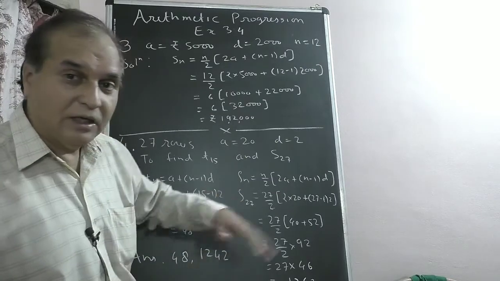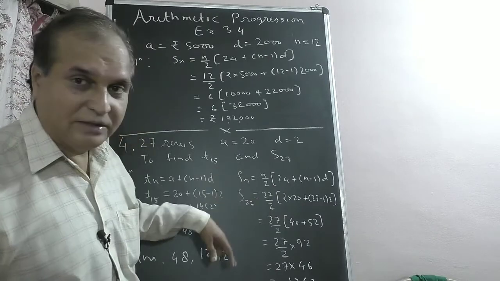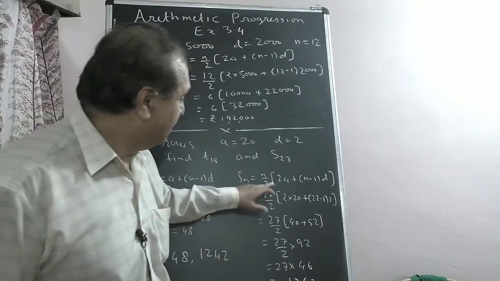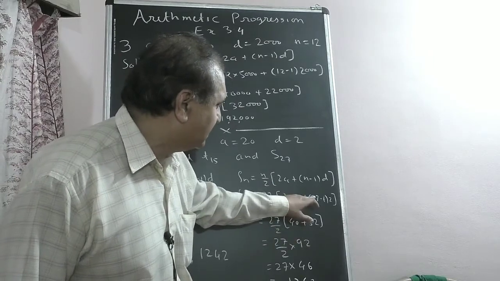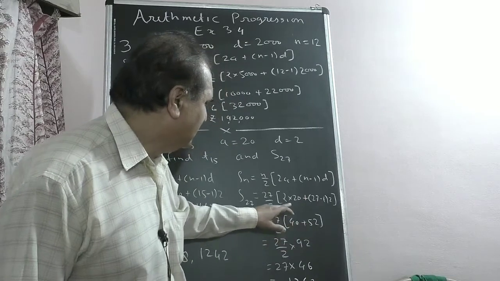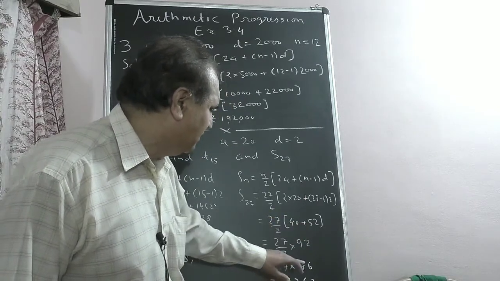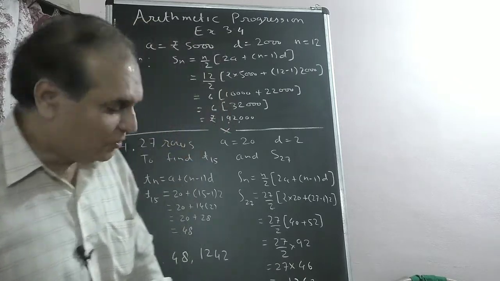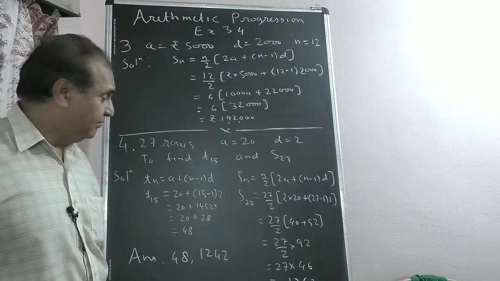Now Sn, the total number of seats. n by 2, that is 27 upon 2. N is 27, total rows 27. 2a, 2 into 20 plus 27 minus 1 is 26 into D is 2. 26 into 2 is 52. 40 plus 52 is 92. 2 ones are 46. 27 into 46 is 1242. Total 1242 seats in the auditorium.